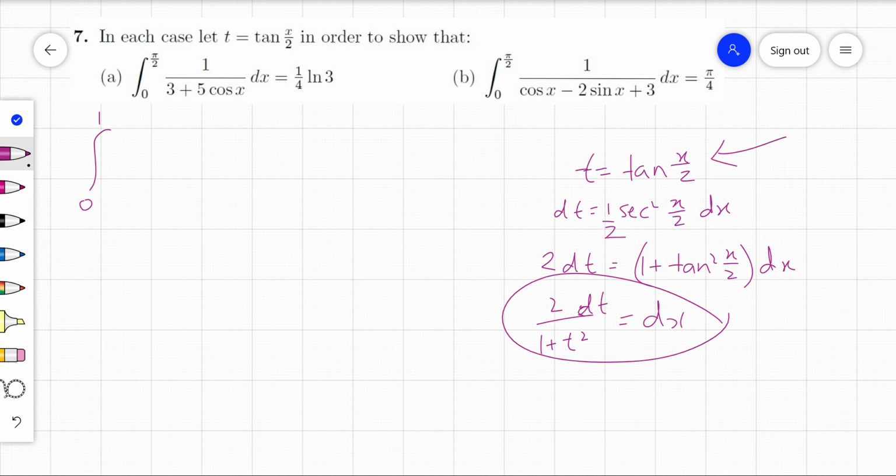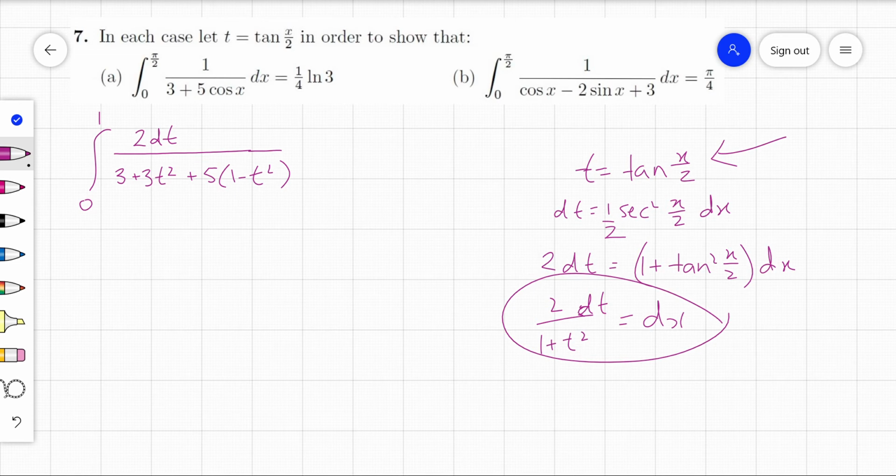What I like to do as a bit of a shortcut is just sub the 2 dt in, and I've already timesed the top by 1 plus t squared. So I need to times the bottom by 1 plus t squared. So this becomes 3 plus 3t squared. And 5, think of cos as 1 minus t squared on 1 plus t squared, so I'm going to times that by 1 plus t squared. So it just leaves it like that.